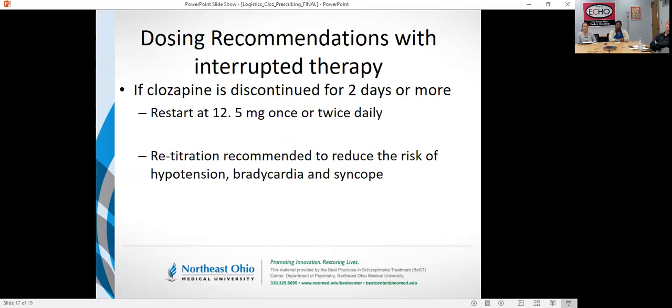The reason for that retitration is because of the risk of hypotension, bradycardia, and syncopal episodes, so that the patient may be a little bit more sensitive to those side effects. So starting back at the low dose and titrating them back up would be a way to minimize those potential adverse effects.